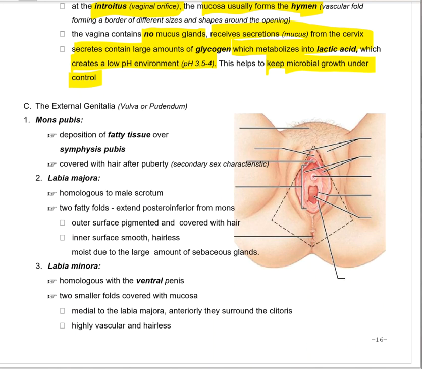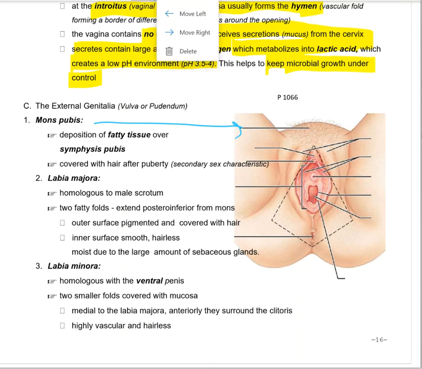So externally, and this picture, by the way, is on page 1066, we have first the mons pubis, which is a deposition of fatty tissue over the symphysis pubis, which remember is the pubic bone. Obviously, it's covered with hair after puberty because that's one of the secondary sex characteristics that estrogen and progesterone produce.